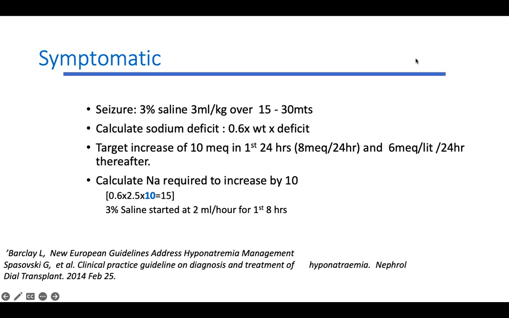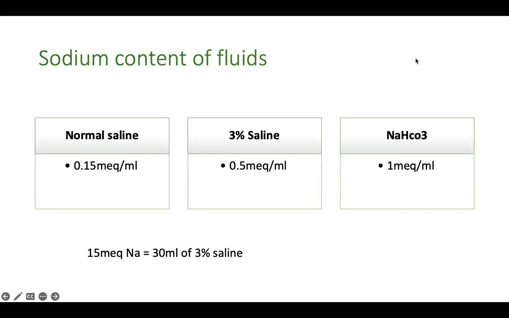So here the aim was to increase the sodium by 10 milliequivalents in the first 24 hours. So the calculation was 0.6 into 2.5, that is the weight of the child, into the plan of increasing 10 in 24 hours. They have taken it as 10. That means this child requires to receive 15 milliequivalents of sodium in 24 hours. Since the child was acutely symptomatic, it was decided that half of it will be given in the first 8 hours and the rest half will be given in the next 16 hours. So with this plan, the treatment was started.